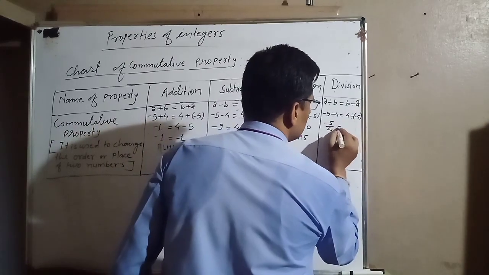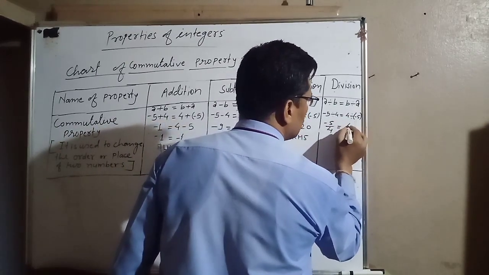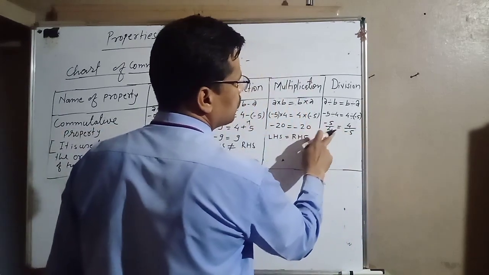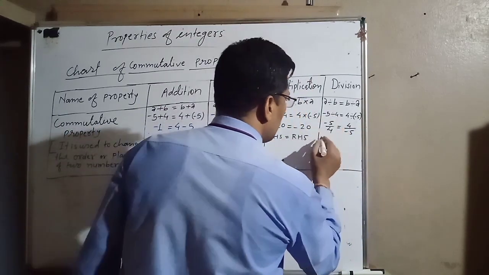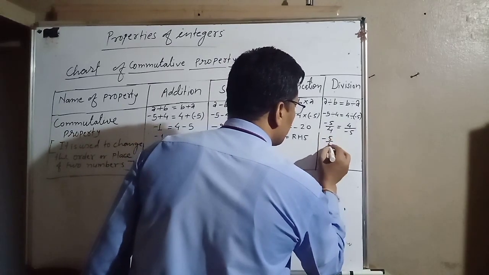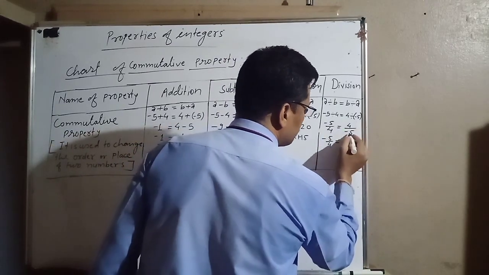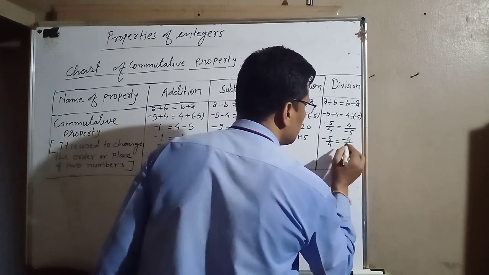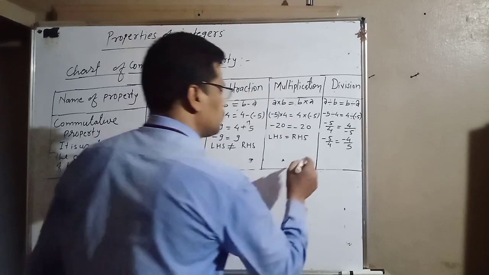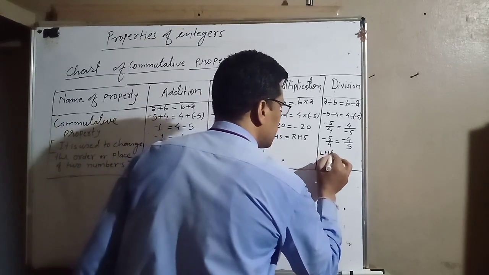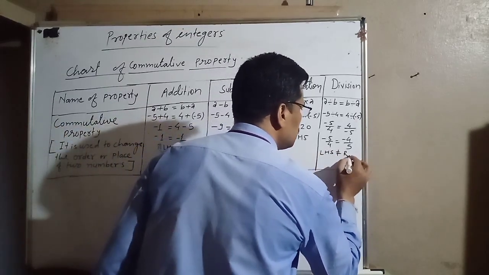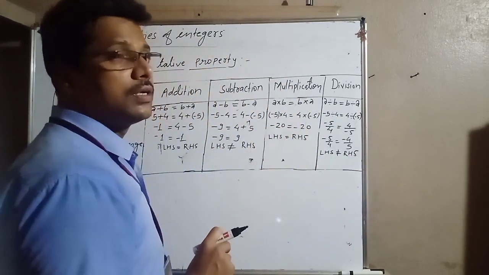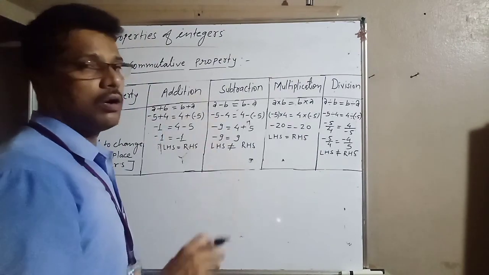Let's see. 4 divided by -5. Here we are getting -5 upon 4, and here you are getting 4 upon -5. Also you can write this negative sign, and we can write it in standard form, so that's why we are writing here -4 upon 5. Here both sides are not equal. So we can say left hand side is not equal to right hand side. We can say that division is not commutative for integers.